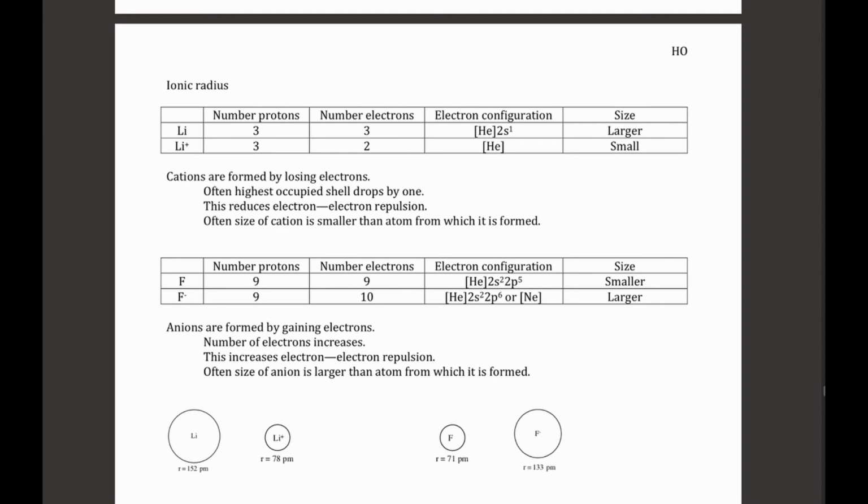Cations, of course, are formed by losing electrons, and this reduces the electron-electron repulsion, so the size of the cation is usually smaller than the atom from which it is formed. The size of the cation is smaller than the atom from which it is formed.